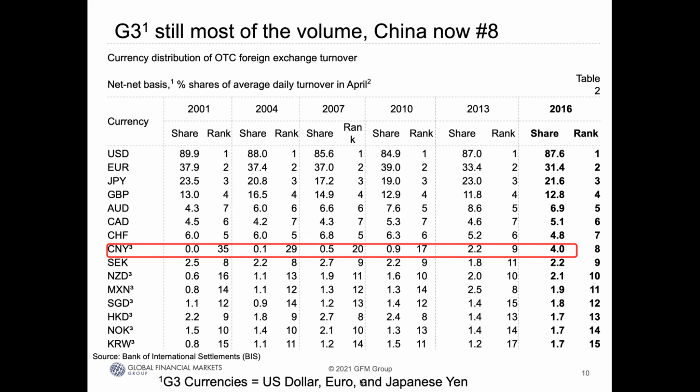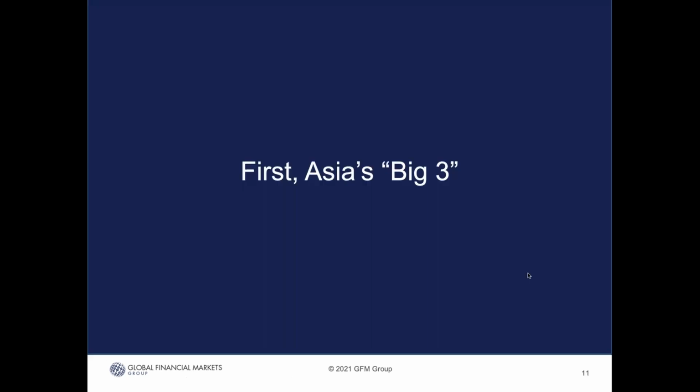But the renminbi, if you'll notice, back in 2001, 2004 was nothing. Didn't even really rank anywhere on this table. By 2016, the Chinese yuan renminbi, despite being a closed current account, is now the 8th most heavily traded currency in the world. And we're going to be going into the renminbi in more detail later. So, besides talking about the world G3, I said that we were going to talk about 3 main groups of Asian currencies.